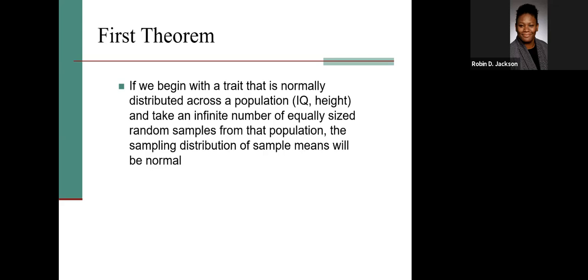Okay. What ends up happening, because that population is normally distributed, whatever that trait is, it's normally distributed across that population. If you take a significant or an infinite number of random samples, then the sampling distribution will also be normal. Okay, that's what they're talking about here. So the key thing to remember with this first theorem is that this is what allows the sampling distribution, or this is how we can say the sampling distribution is approximately normal. And we can apply the concepts and aspects of the normal curve to a sampling distribution, okay?